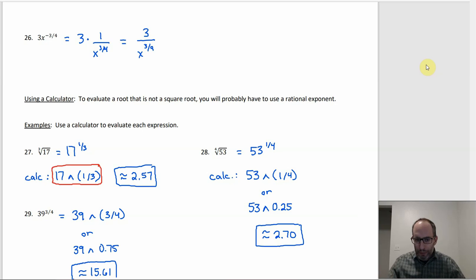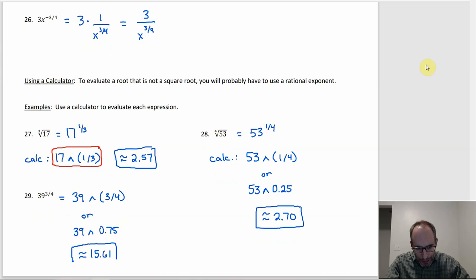So using a calculator, I think that is what I would suggest, is to use rational exponents generally. Although if you have the luxury of having a root button where you can customize your roots, you can certainly go ahead and use it. But even for something like 29, even if you have that button, I would probably use the rational exponent there.